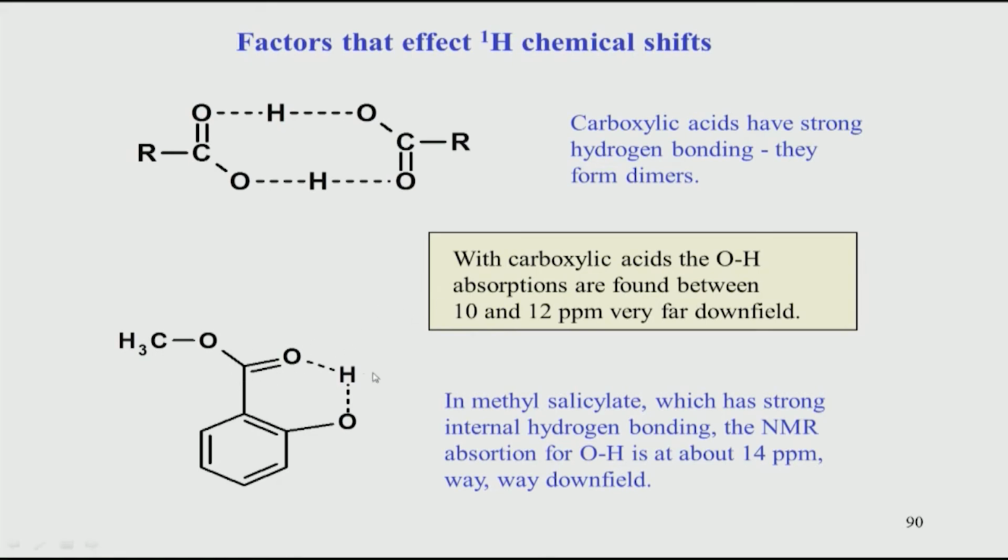You can also have an intramolecular hydrogen bond such as in salicylate, here methyl salicylate, or you can have an intermolecular hydrogen bond as shown here. So, even in the case of an intramolecular hydrogen bond, the chemical shift of this hydrogen is very much deshielded, meaning it comes at a very high ppm value, and in this particular case it comes at around 14 ppm, which is a very high downfield shifted proton compared to any other proton.